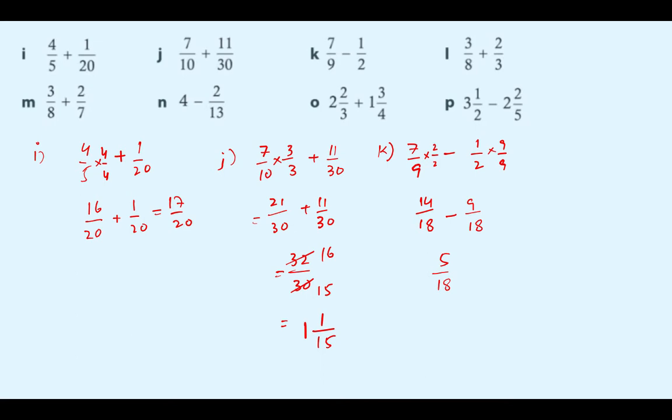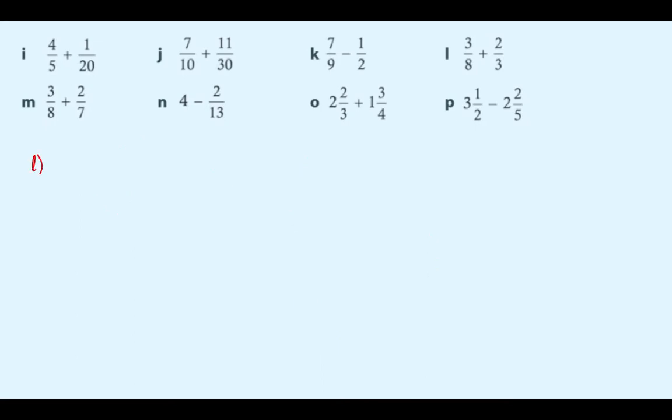Now moving to part L, it's 3 over 8 plus 2 over 3. We will just multiply this by 3 and this by 8. So 9 over 24 plus 16 over 24. So this becomes 25, and this can be written as 24 ones are 24 and 1 is the remainder. So the final answer is 1 whole 1 over 24.